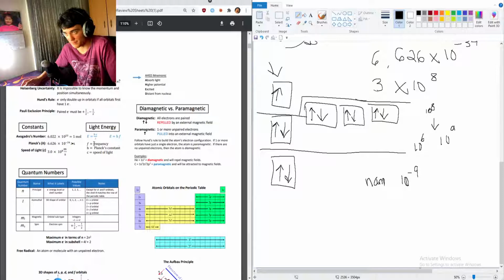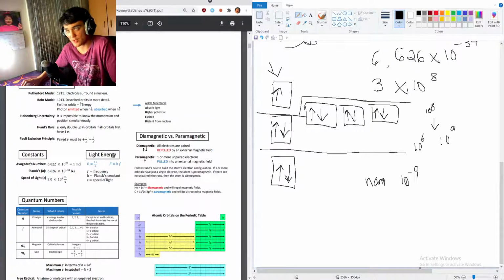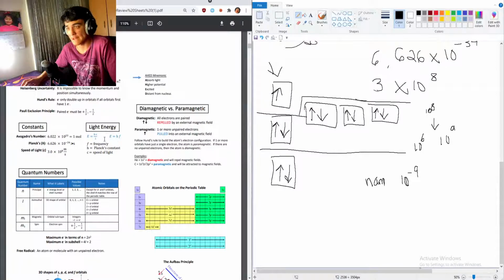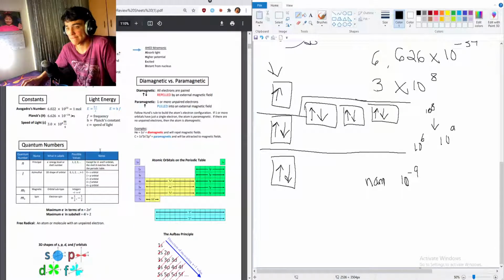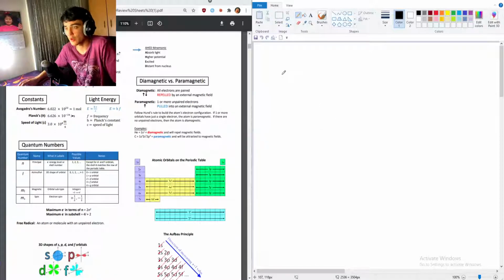Light energy. I'm glad I actually paid attention in class, because most of these are pretty simple. Light energy. Okay. We have two equations. We have this: hc over lambda. It's called lambda. Then we have this: E equals hf. F being frequency, h being Planck's constant, c being the speed of light, and E standing for energy.